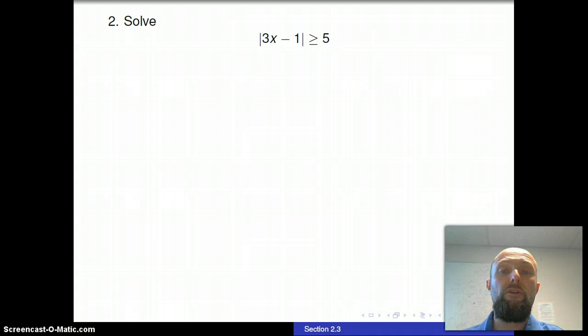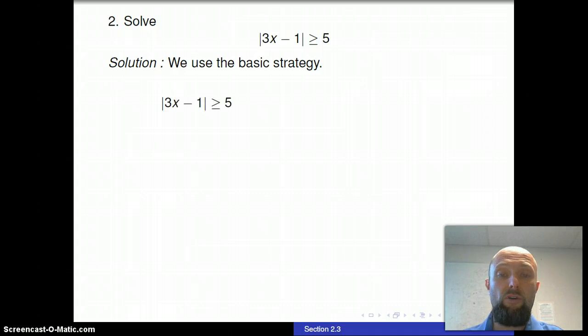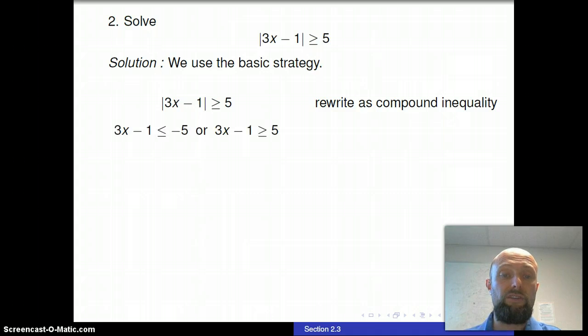Second example. Solve the inequality the absolute value of 3x minus 1 is greater than or equal to 5. We use the basic strategy and we rewrite the inequality containing an absolute value as a compound inequality. Since the inequality is greater than or equal to 5, we get a compound inequality with an OR. 3x minus 1 is less than or equal to negative 5, or 3x minus 1 is greater than or equal to 5. Now we solve the compound inequality.